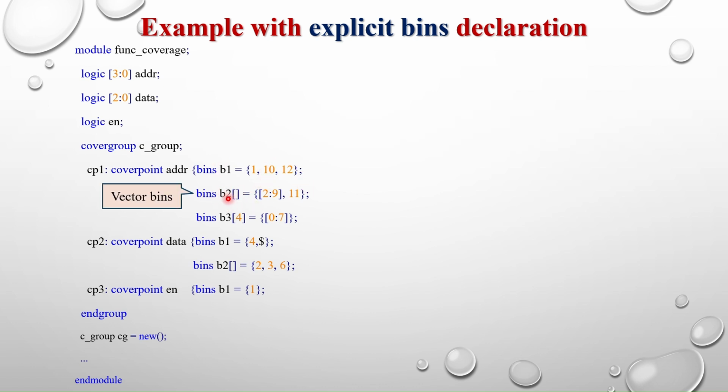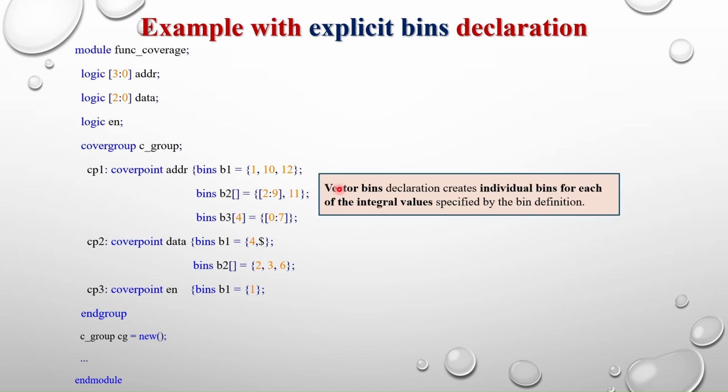And this is vector bins. So if you define the bins like this, b2 with square brackets, then this is called a vector bin. Okay, here you can provide the size also, or you don't have to provide the size, anything is fine. Okay, so what is vector bins? Vector bins declaration creates individual bins for each of the integral values specified by the bin definition. That means here I have 2 elements in the set. How many elements are there? 2 elements. 2 down to 9 is 1 element and 11 is 1 element.